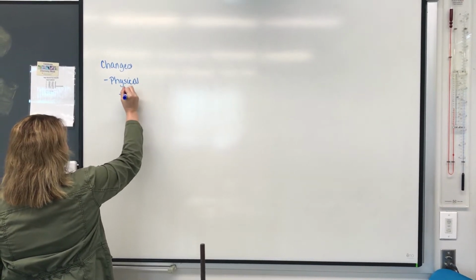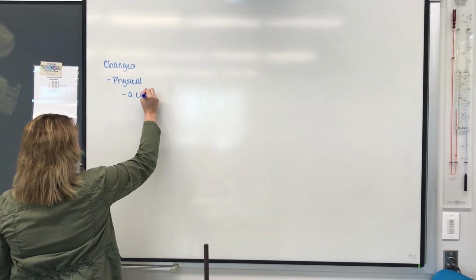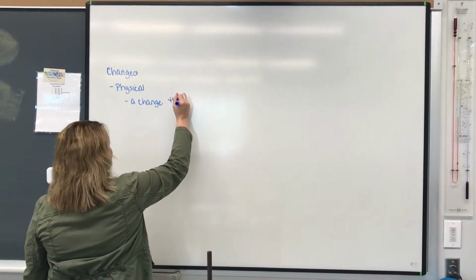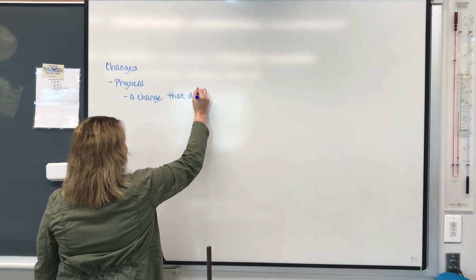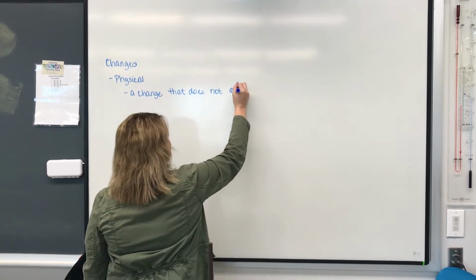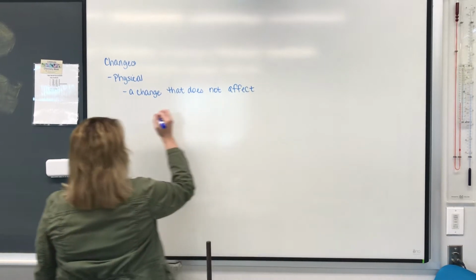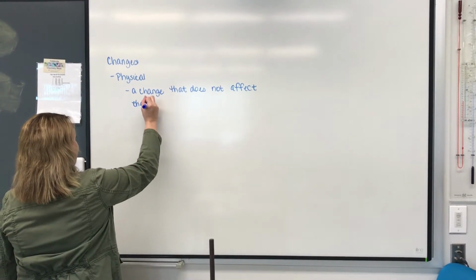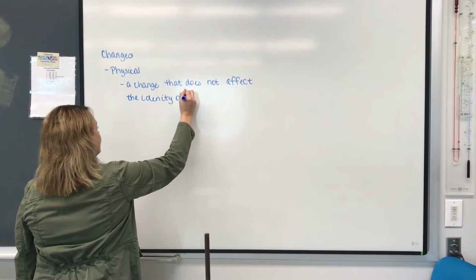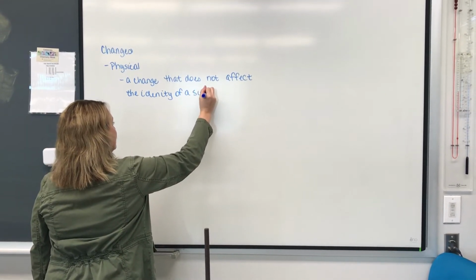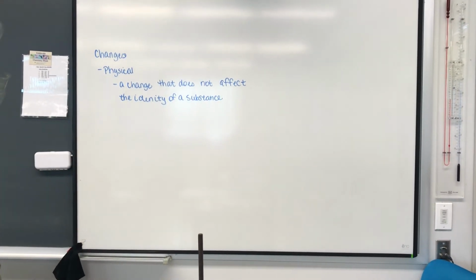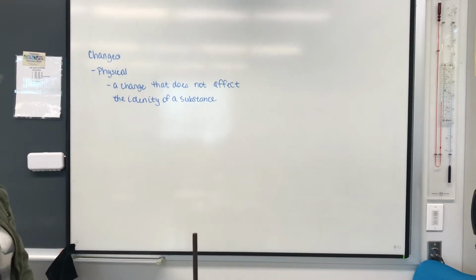So a physical change is a change that does not affect the identity of a substance. Okay, so I have two examples for us to look at.